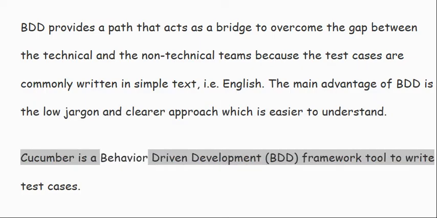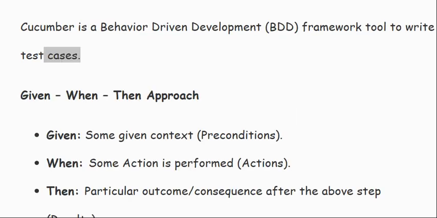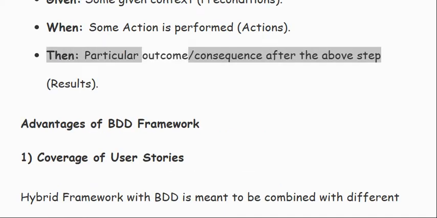Cucumber is a behavior-driven development (BDD) framework tool to write test cases. Given, when, then approach. Given: some given context, preconditions. When: some action is performed, actions. Then: particular outcome, consequence after the above step, results.